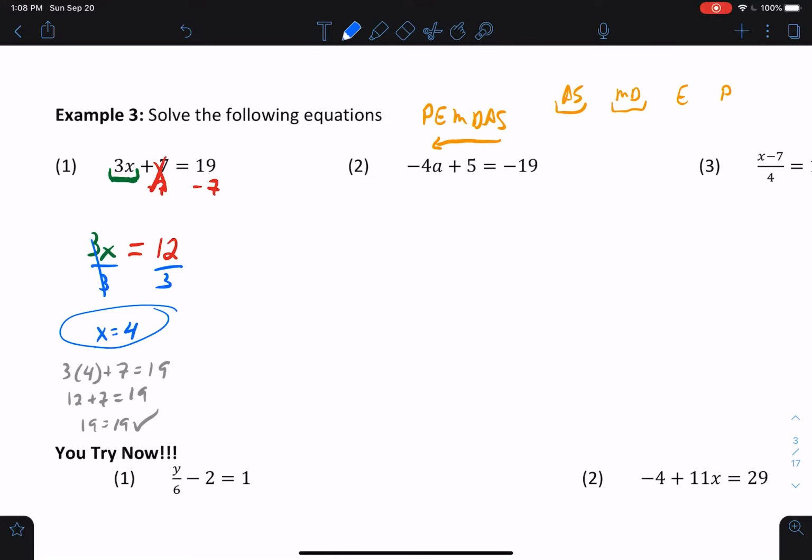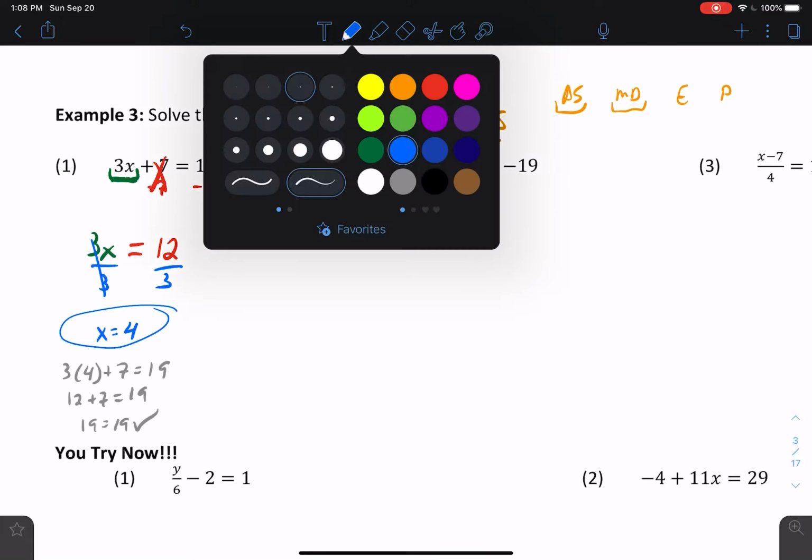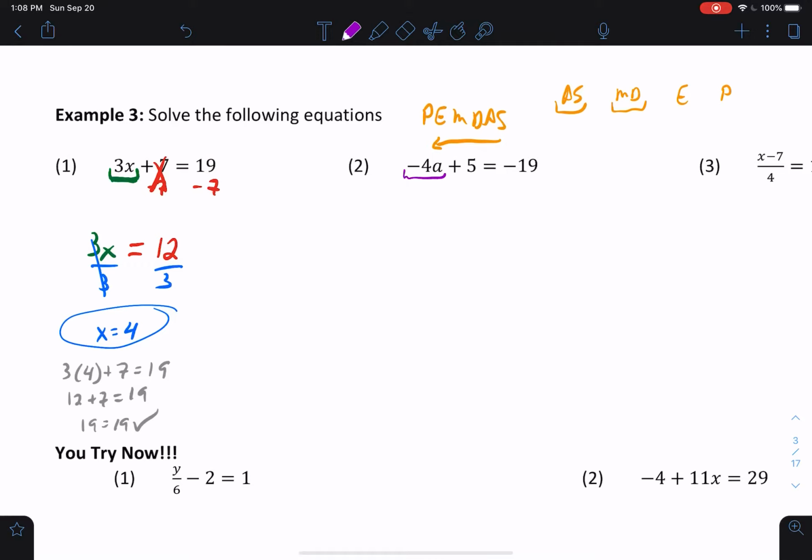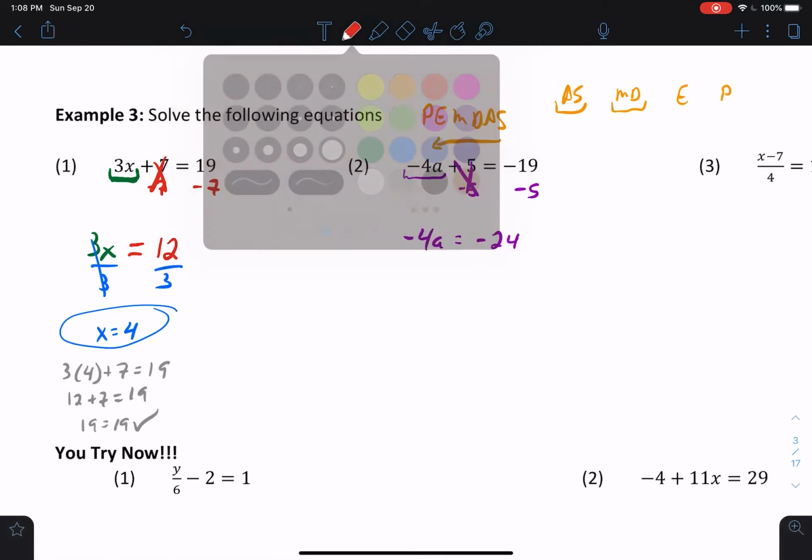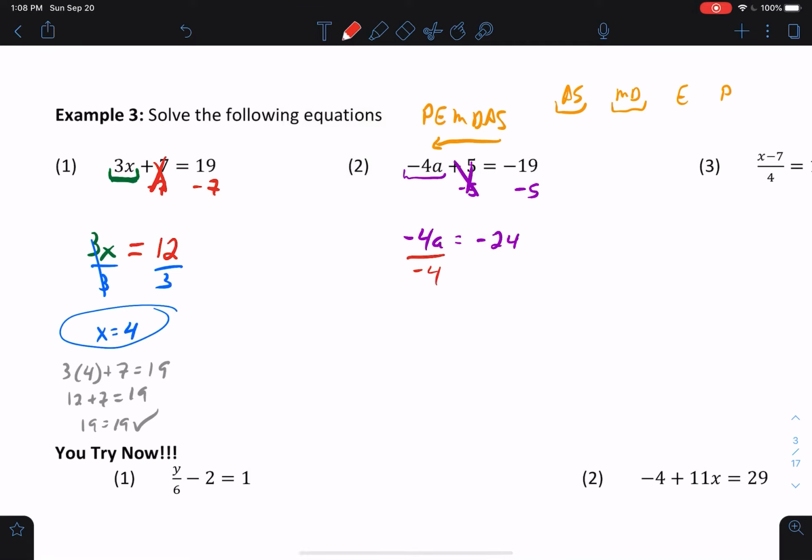What about number 2? I've got negative 4a plus 5 equals negative 19. So my first goal is to get everything with the a by itself. So I need to subtract 5 from both sides. Drop negative 4a. So negative 4a is now going to equal negative 19 minus 5, which is negative 24. Now to get the a totally by itself, I need to divide by negative 4. That's going to be a equals negative 24 divided by negative 4, which is positive 6.